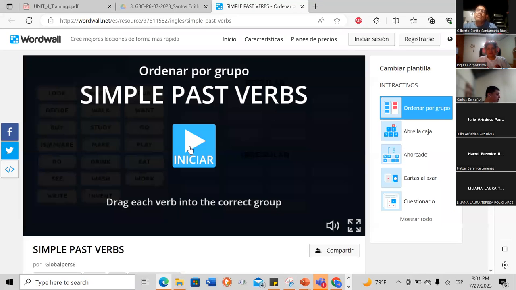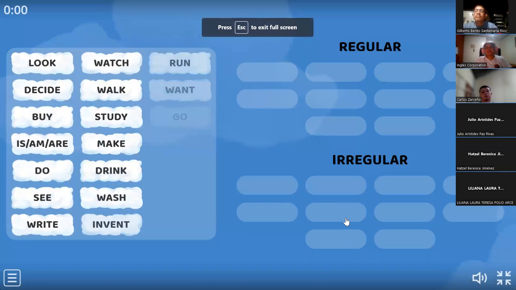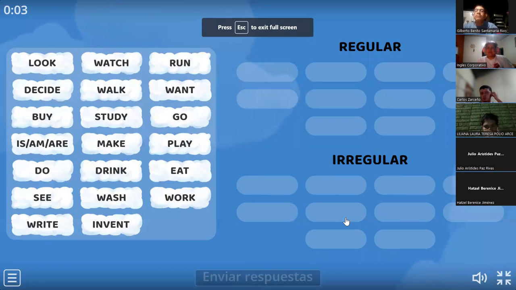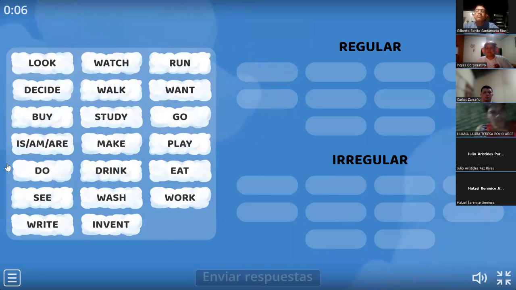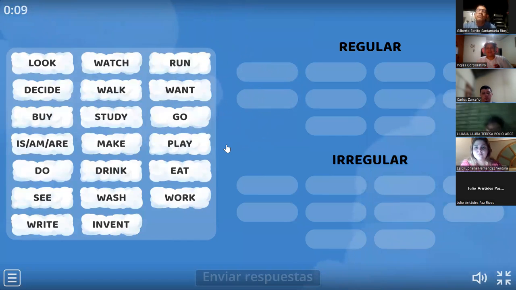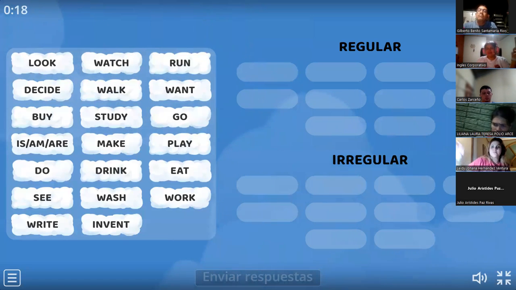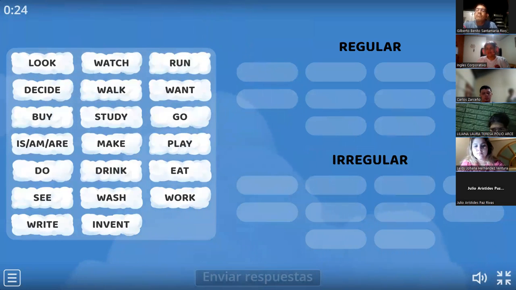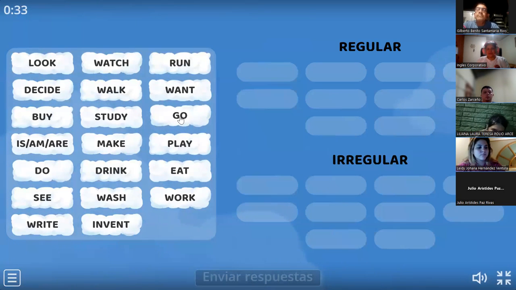We're going to review simple past verbs. As you may know, we are studying simple past tenses. Here we have regular and irregular verbs. We're going to classify them in the two categories, that one is regular and the other irregular. I will ask you one by one and you tell me if that is regular or irregular. You're going to tell me also the past tense. Okay. Gilberto. Okay, this one, go, is regular or irregular? Regular.